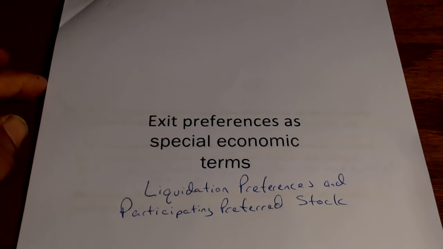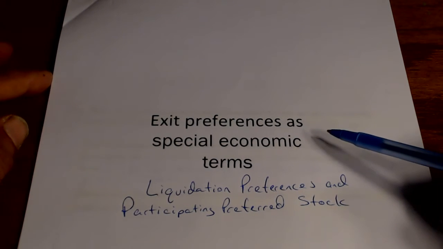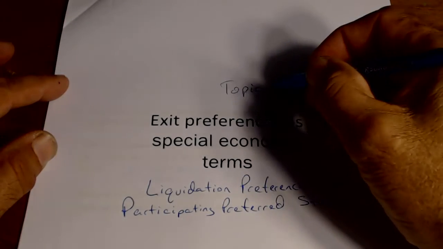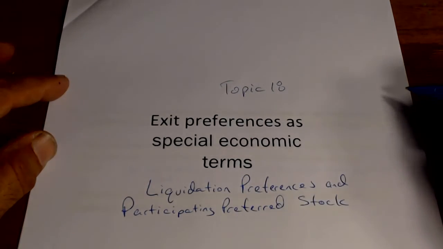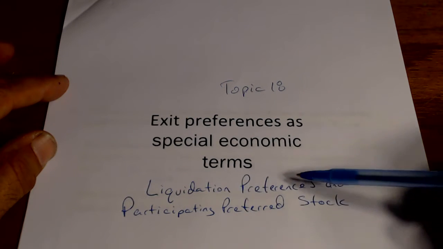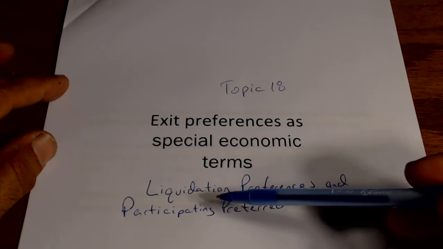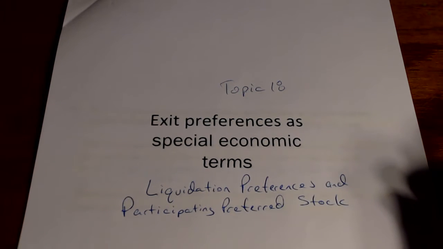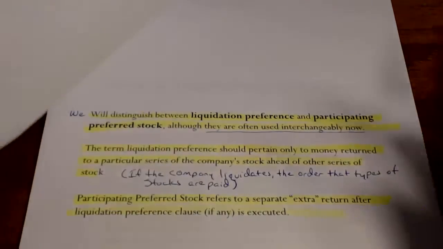Okay, this is Business 436. The document is from Topic 18, and it's called Exit Preferences as Special Economic Terms, but what you want to really refer to it as is liquidation preferences and participating preferred stock, because that's what you'll want to study for it. This won't make any sense for you.